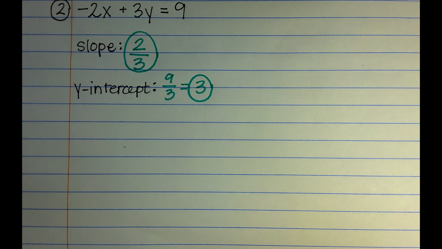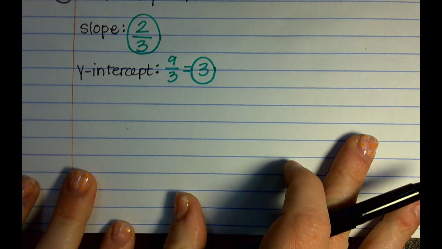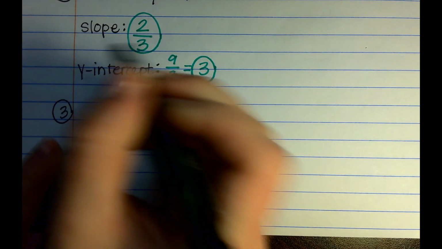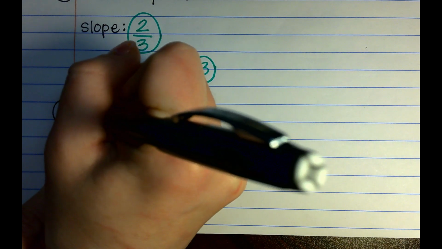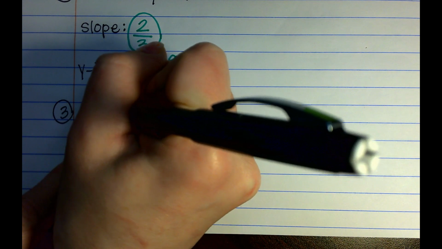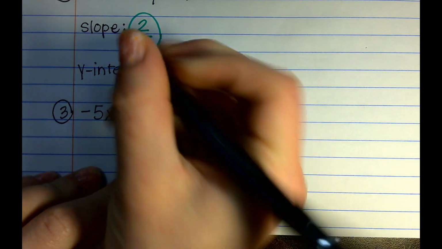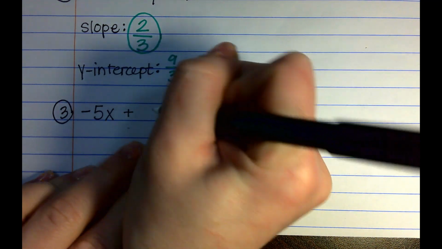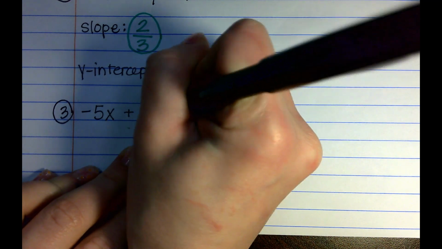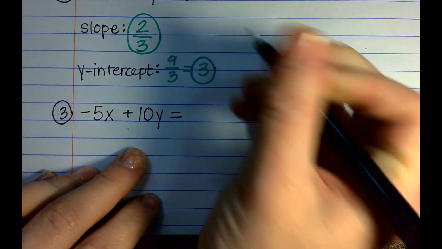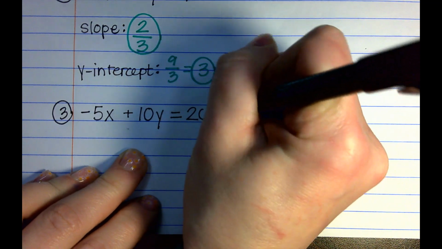So let's look at another one. Number 3 is what we'll call it. I'm going to give you negative 5x plus 10y equals 20.